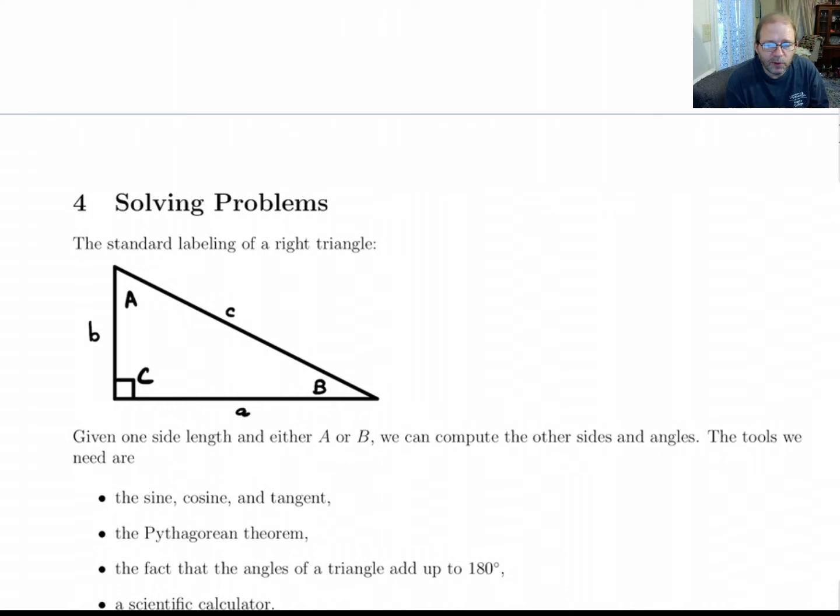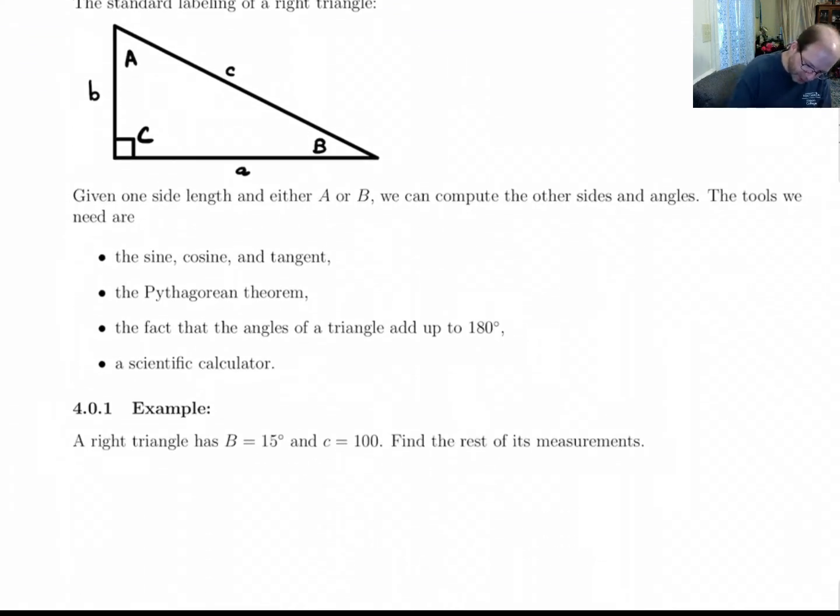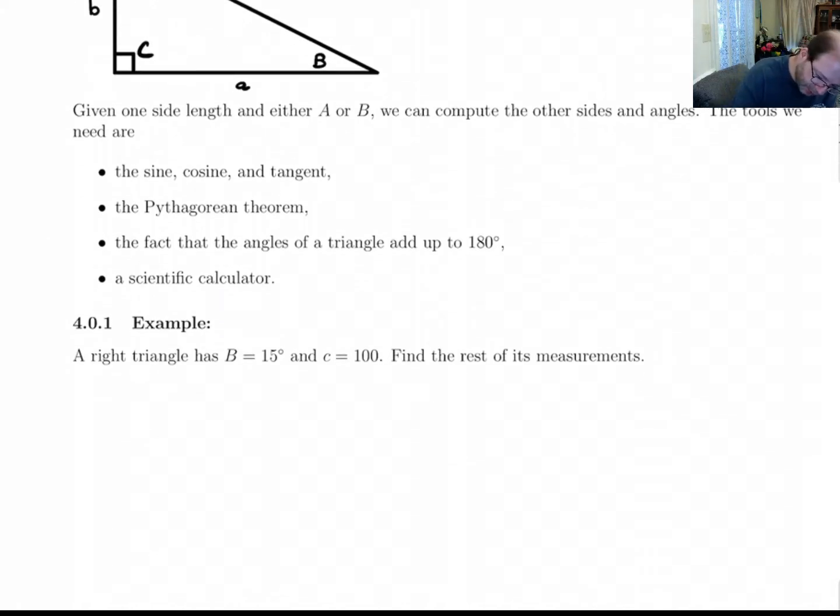And we can compute all the other stuff using a handful of tools. We need to know how to use sine, cosine, and tangent. We might need the Pythagorean theorem. And we need to know this fact that the interior angles of a triangle have to add up to 180 degrees. And the other tool you might need is a calculator. So let's do some examples.